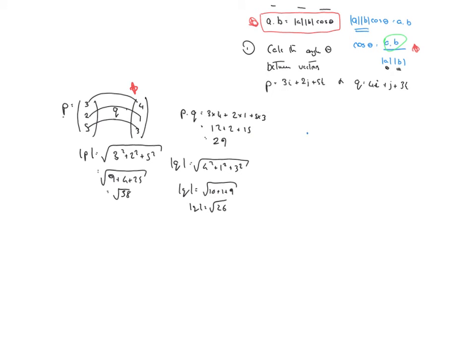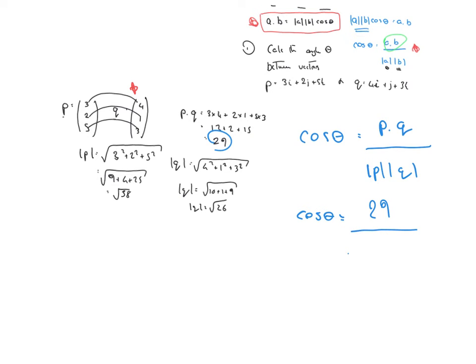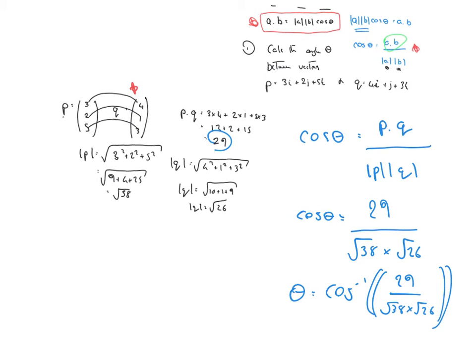Okay, so I'm now going to put it all together, and I'll get cos theta, which is P dot Q over magnitude P, magnitude Q. Cos theta equals the scalar product, which is 29, over magnitude P, root 38, times magnitude Q, root 26. It's then theta equals cos inverse of 29 over root 38 times root 26. So just enter all of that into your calculator, making good use of brackets, and to one decimal place you should get 22.7 degrees.